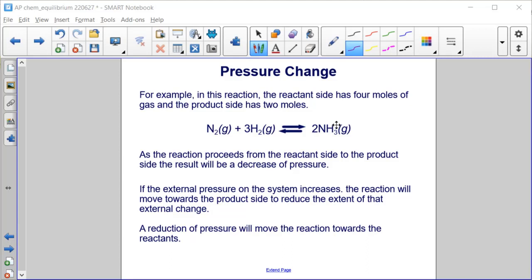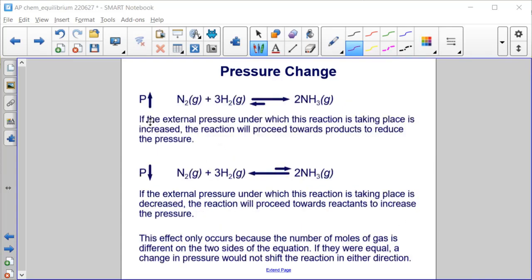So if the pressure is increased, the reaction will move toward the side with fewer moles in order to combat or decrease that increase. A reduction in pressure, if I lower the pressure externally, the reaction will move toward the side with more moles in order to increase the pressure to counteract that decrease.